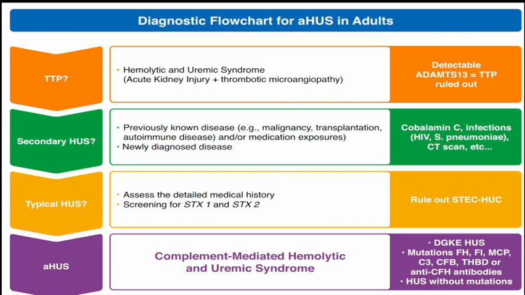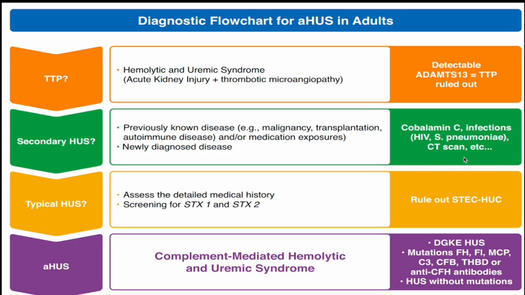So this is the pathway. How do you diagnose the atypical HUS? First, you suspect that it is TTP and start your plasma exchange. Then if you do find that there is ADAMTS13, then TTP is ruled out. Then you try to find if it is a secondary HUS. Then you look for the causes that could be related to secondary, like malignancy, transplant, autoimmune, or any medication exposure.